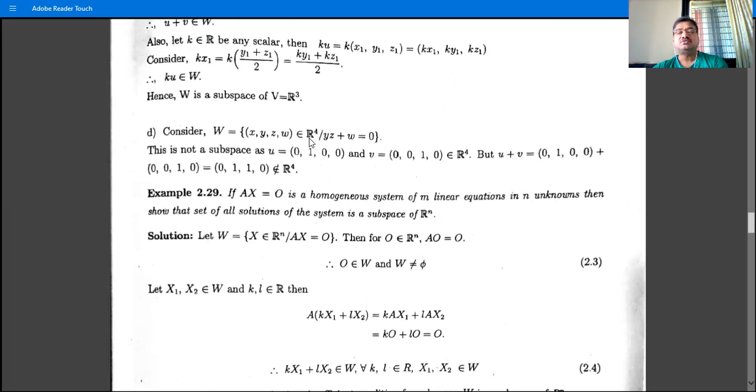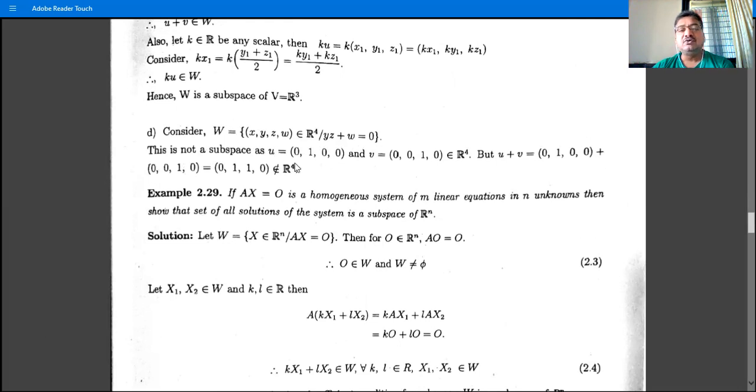W is the set of (x, y, z, w) belonging to R raised to 4. This is a 4-tuple, and the condition is yz plus w is equal to 0. This is again not a subspace. Why? As we have a counterexample, W is not closed for addition.